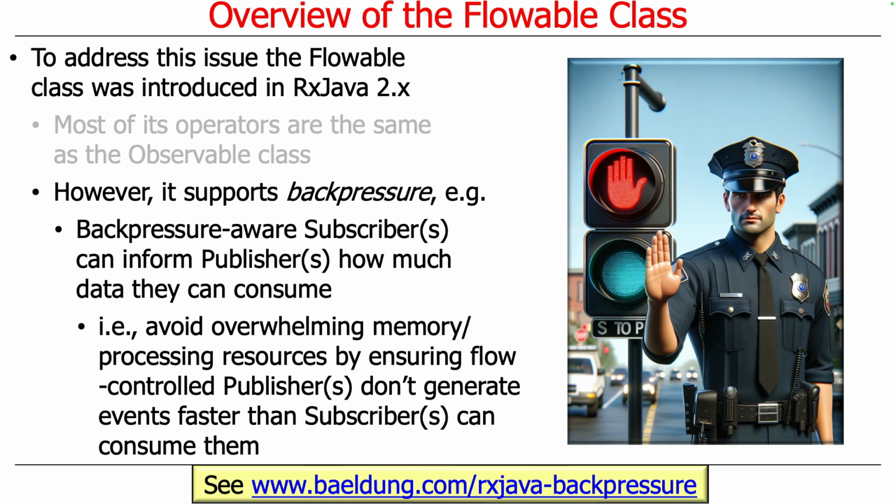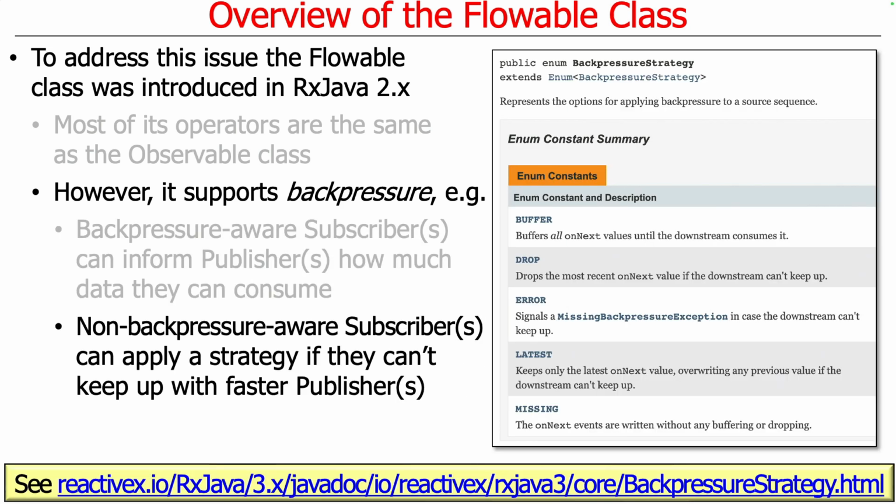I asked ChatGPT to generate me an image of a traffic police officer exerting flow control, stopping traffic so that you can get a flow more effectively. And that's what it came up with. I thought that was pretty cool. All right, so that's what we're dealing with in back pressure.